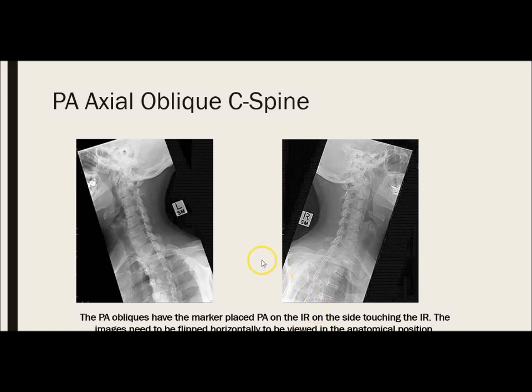And these would be our PA obliques, but just keep in mind the PA obliques have the marker placed PA on the IR and the side touching the IR, and the images need to be flipped horizontally whenever you do them PA, so they're viewed in anatomical position. So if you would take this PA oblique and you would put the left marker on here, if you wouldn't flip it, the left would actually be over here. So you always want to make sure you flip it, that way they don't think that you marked the wrong side. So just keep that in mind if you do them PA.